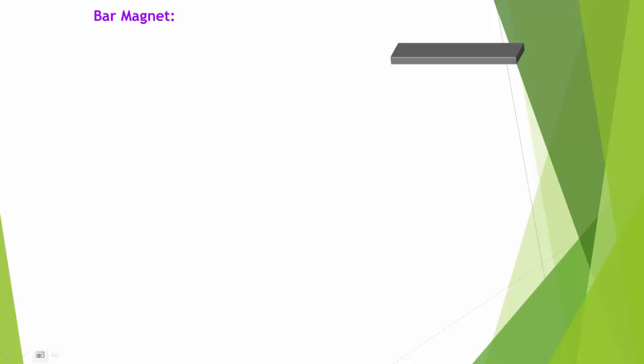Consider a bar magnet. This is the bar magnet. It has two poles. One is north pole and another one is south pole. The distance between the two poles in a magnet is called magnetic length. The distance between the two poles in a magnet.